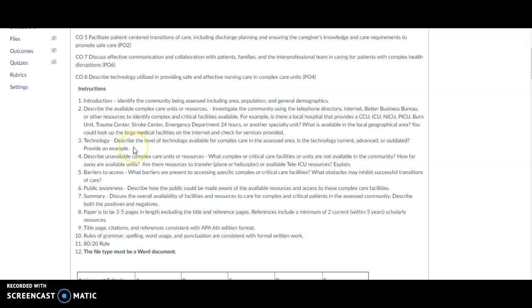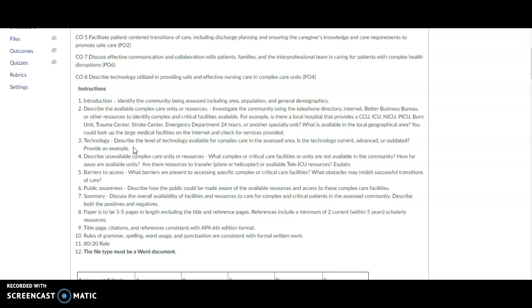So if you have an area that does have an ICU, maybe they use the method where the doctors are on the televisions in each of the rooms. And so that is how they're getting their information from a larger unit. They might use robotics. Is their electronic health records updated? Anything related to technology and what you've learned, but then also provide an example. Please do not just put, yes, their technology is current. You need to back it up with why it is or why it isn't.